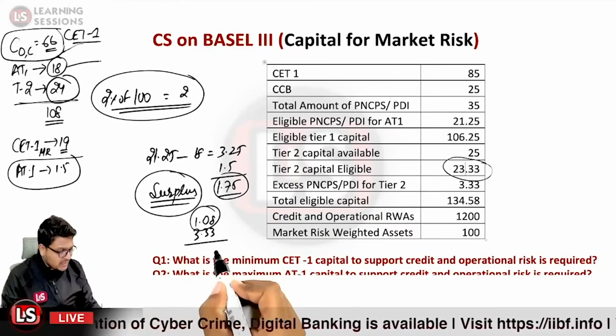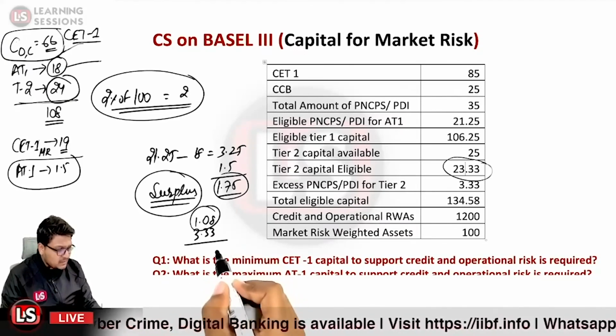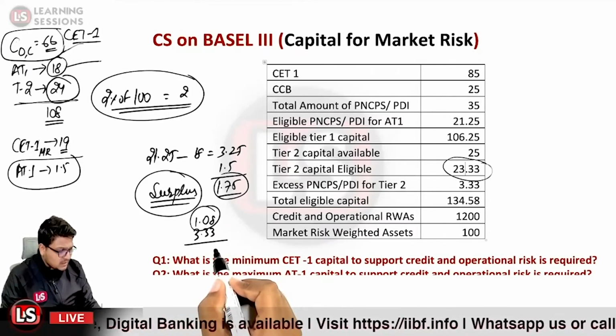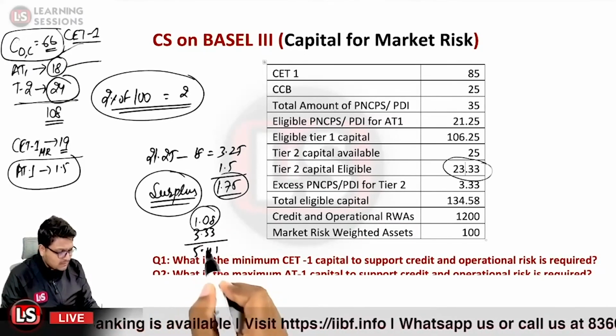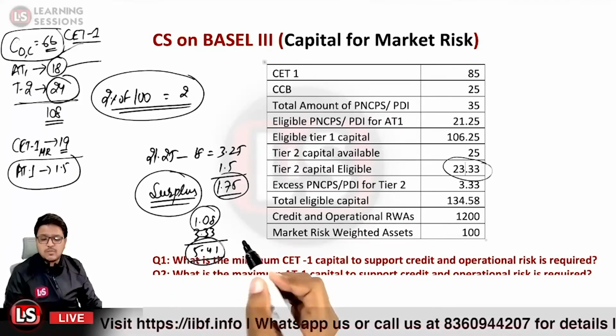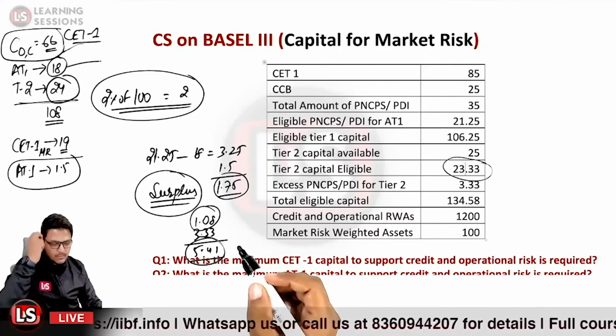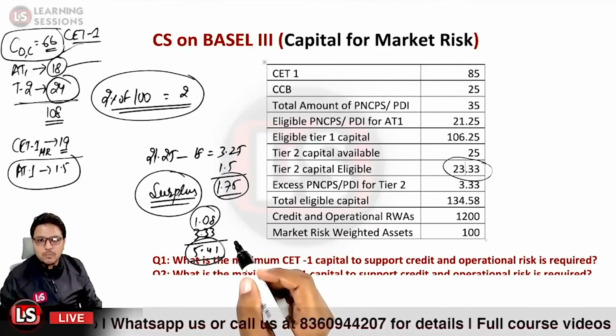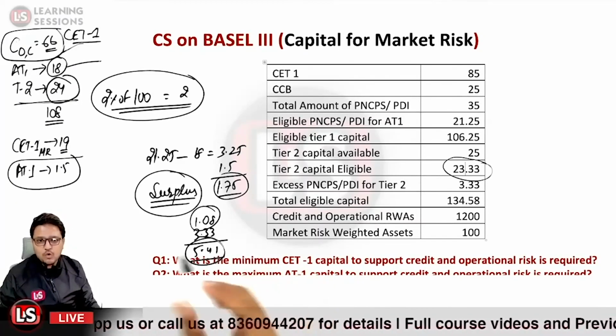So we are already having the surplus now, that is 8.8 plus 3.14 plus 5.41. Out of this 5.41, how much capital is to be maintained for supporting the market risk? That is 2%. So the answer over here will be 2%.